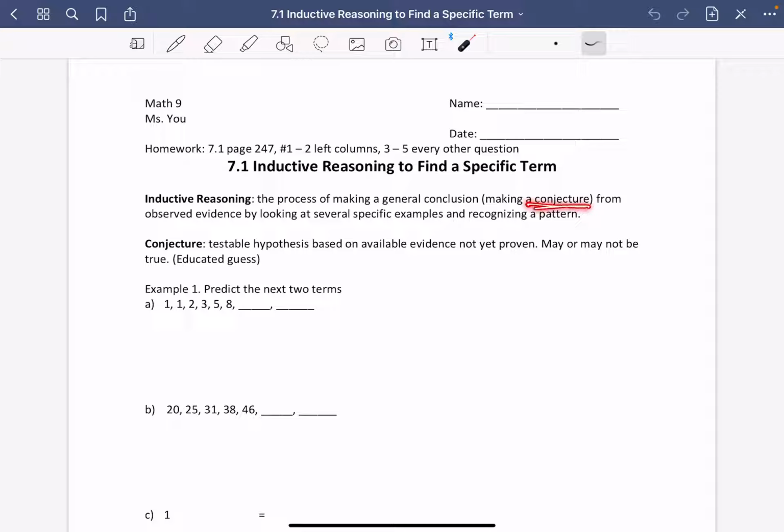Now, what is a conjecture? A conjecture is a testable hypothesis based on available evidence that is not yet proven. So this conjecture may or may not be true, and it's based on an educated guess.